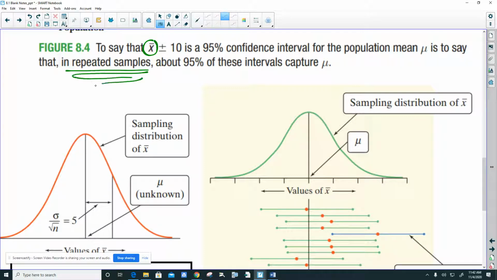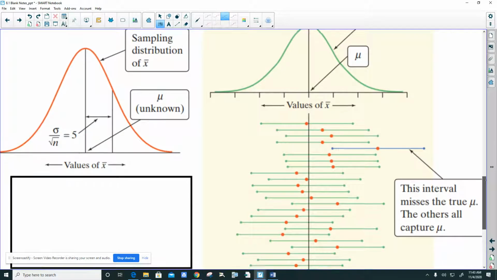When we say that we're creating a 95% confidence interval, what we're really saying is if we were to draw out multiple samples, and they have to be the same size, in this example our sample size is 16, if we were to repeatedly draw out samples of size 16 and construct confidence intervals for those samples, we would expect about 95% of those confidence intervals to capture the true location of where the population mean is.